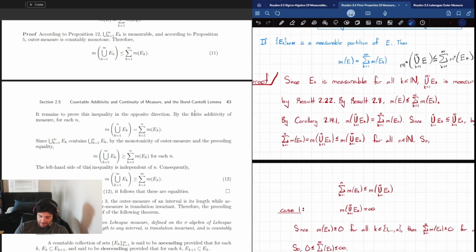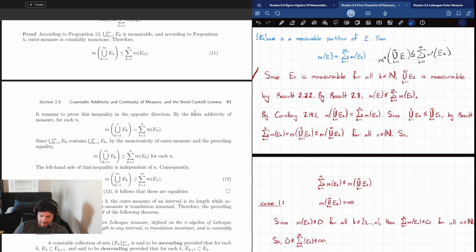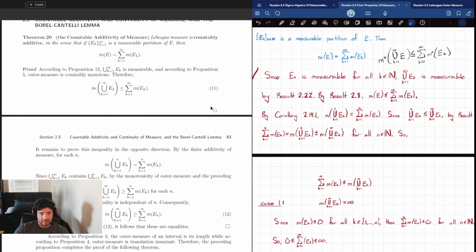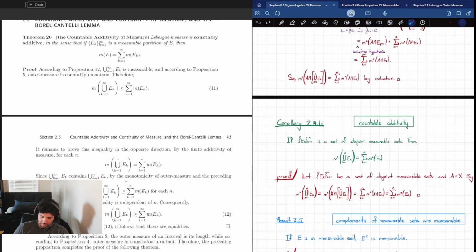And then the second part, that's the first inequality. We had to prove the other direction. That's the rest of the proof, the harder part of the proof. To do that, we basically had to bound the union in the other direction using partial sums instead. And the way we leverage that is by using corollary 2.14.1, which I'll show you.